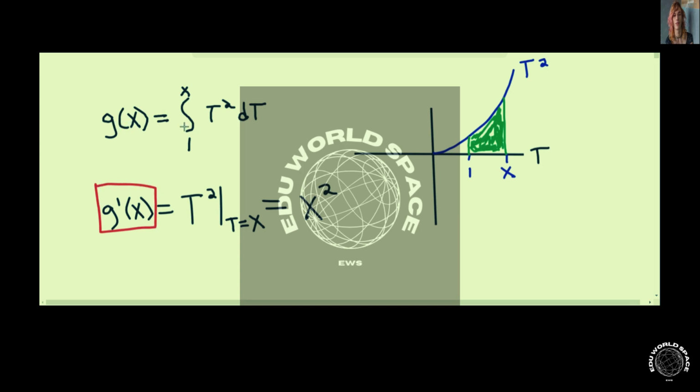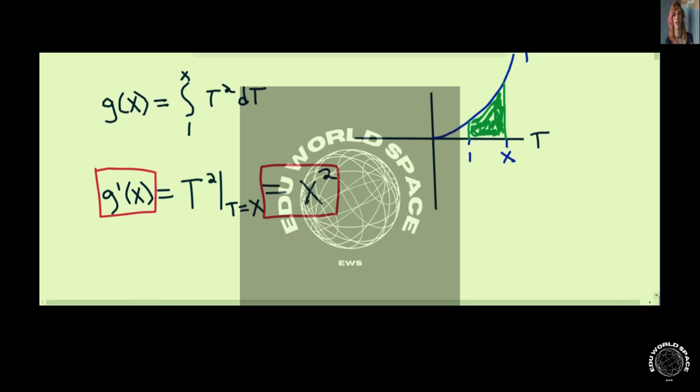So if g of x is equal to the integral between 1 and x of t squared dt, the fundamental theorem of calculus says g prime of x will be, instead of t squared, x squared. Now, the other way they want us to find g prime of x is to actually calculate this definite integral. So down here, we're actually going to calculate the definite integral.